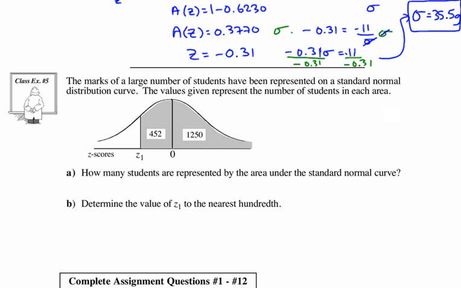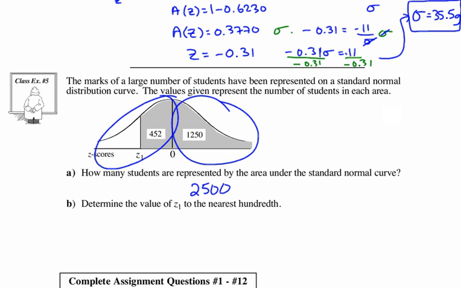The marks of a large number of students have been represented on a standard normal distribution curve. The value given represents the number of students in each area. Now, really quickly, if 1250 is above 0, and our curve is always symmetrical, how many total students are represented by the area under this curve? Well, if one half is 1250, then the other half should also be 1250, so that would be 2,500 students.